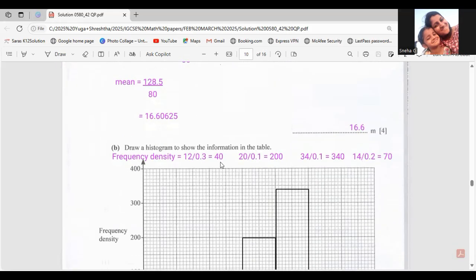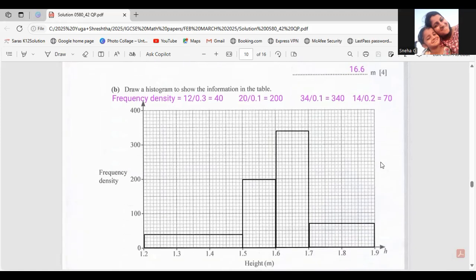So these are my four readings, 40, 200, 340 and 70, that I will be plotting on the histogram to get my frequency density histogram done. From 1.2 to 1.5, the answer was 40, so it's a bar up to 40 above 0. 1.5 to 1.6, the answer was 200, so it's a bar up to 200. Next is 340, so it's a bar up to 340. And the next one is 70, so here is the bar up to 70. So this is how your frequency density histogram would look.